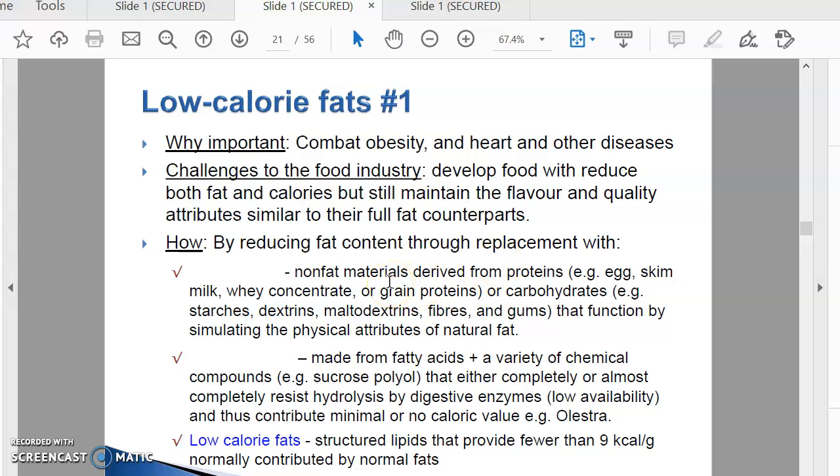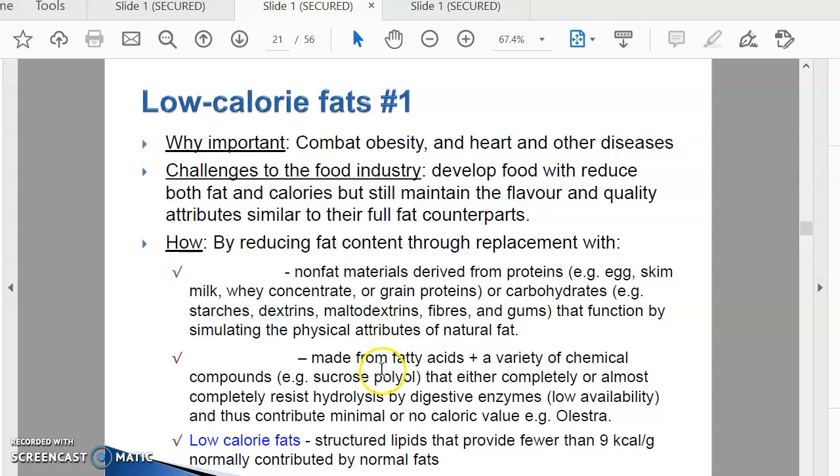I'm not sure about this one, but okay, you can replace fat with non-fat material derived from protein. For example, egg, skim milk, or constrained ingredient proteins. Okay, so instead of using fat, you can use proteins that can impart similar flavor characteristics, or carbohydrates, for example, starches, dextrin, maltodextrin, and so on.